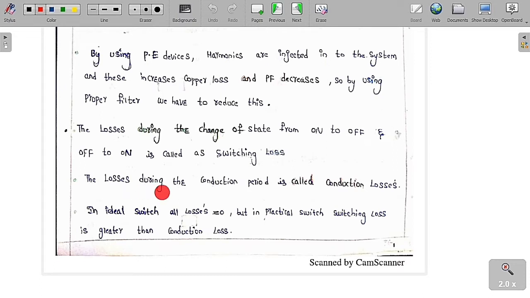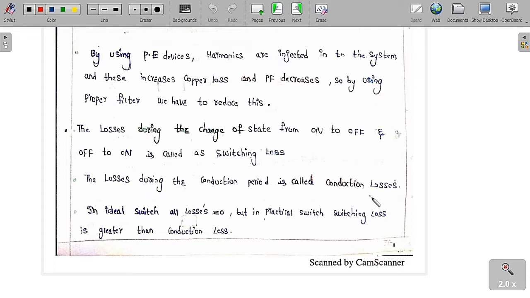The losses during the conduction period are called the conduction losses. So during the conduction period, whatever the losses in the electronic devices are, they are called the conduction losses. During the switching, we count them as the switching losses, whereas during the conduction it is called the conduction losses.